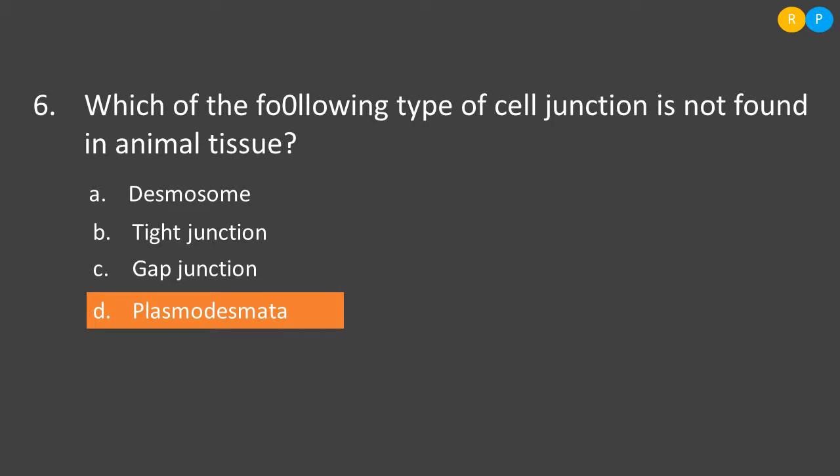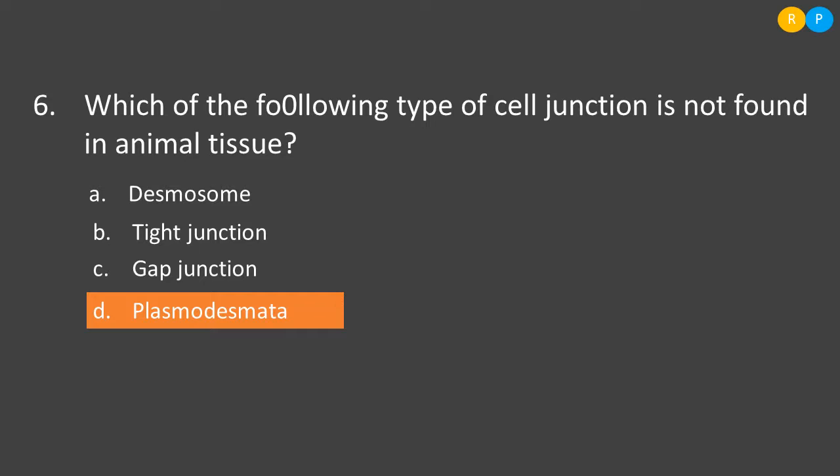The sixth question, which of the following type of cell junction is not found in animal tissue? So animal tissue will consist of a number of cell junctions, because there is a need of sending molecules from one cell to another cell, or any message need to be sent, or any kind of communication taking place between the adjacent cells. So for all these things, one cell needs to be connected with the adjacent cell, so that a number of different kinds of cell junctions can be noticed in the animal tissue. So let us look at the options.